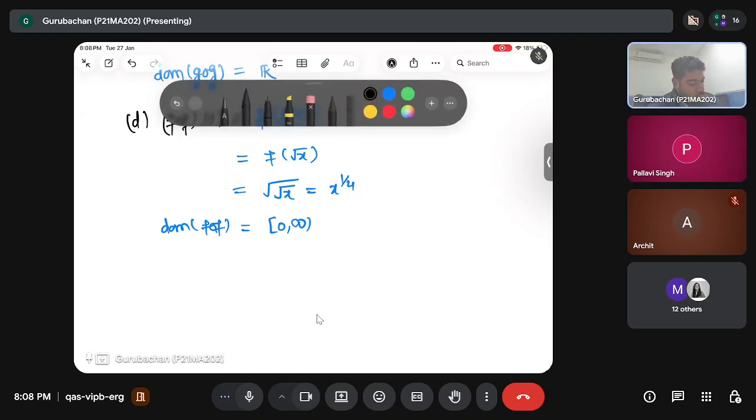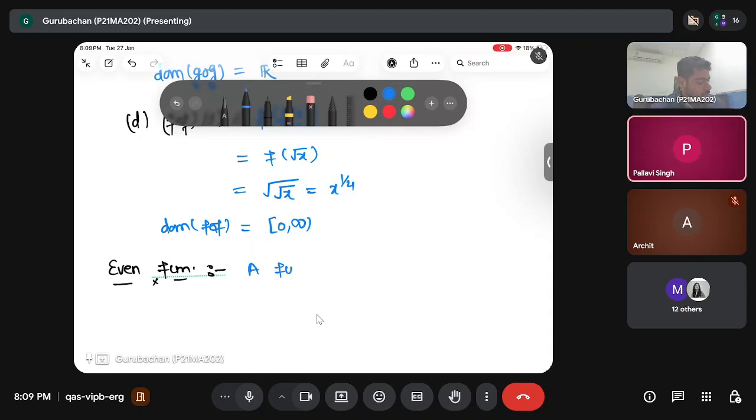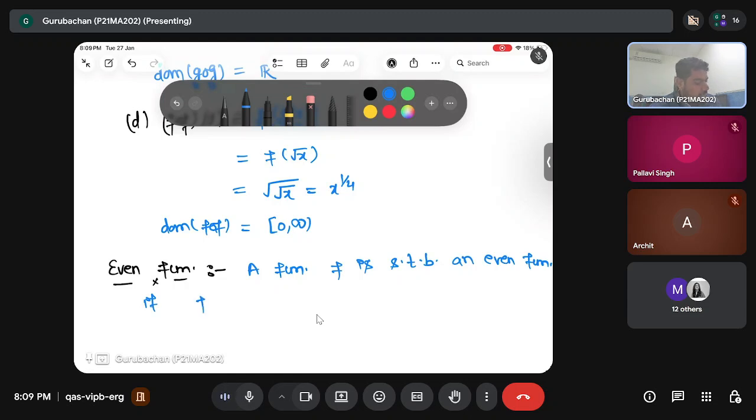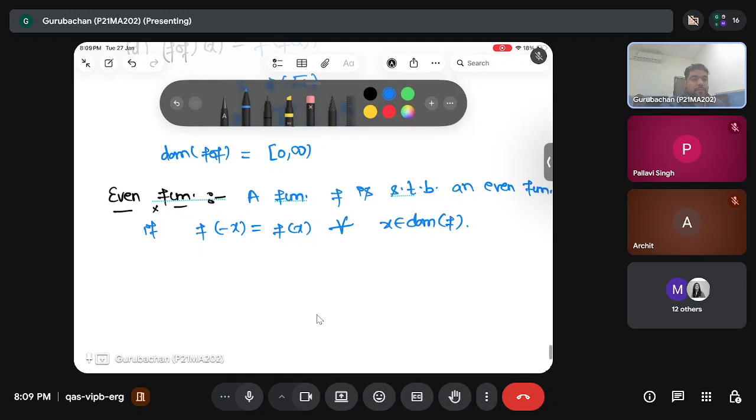Now the last thing, what is an even function? Anyone? A function f is said to be an even function if f of minus x is equal to f(x) for all x in the domain of f. Okay, and if I ask what then is an odd function?